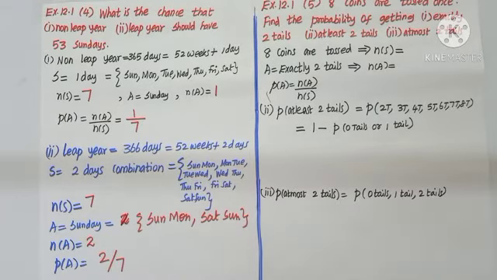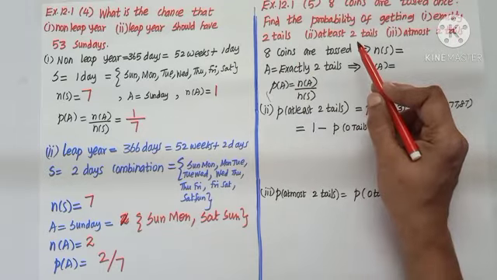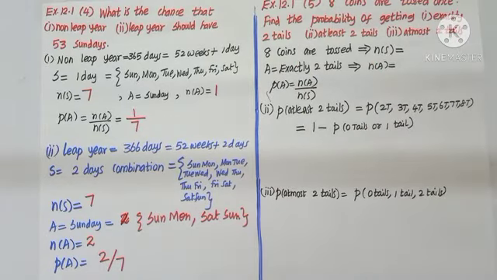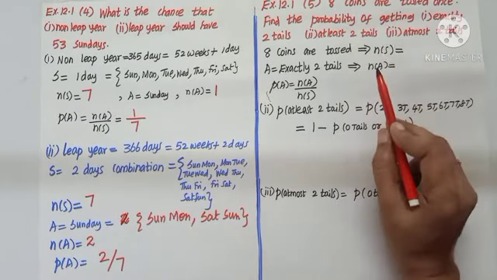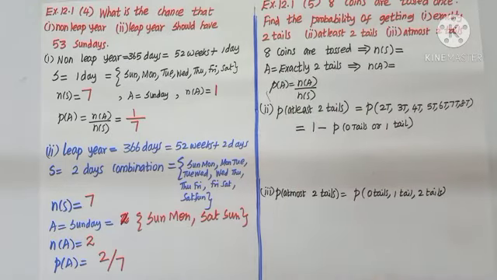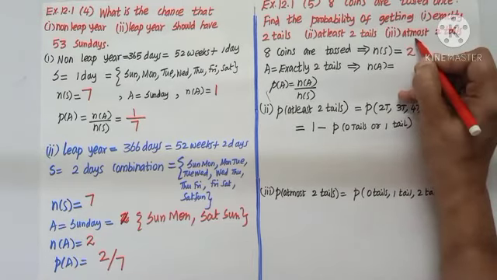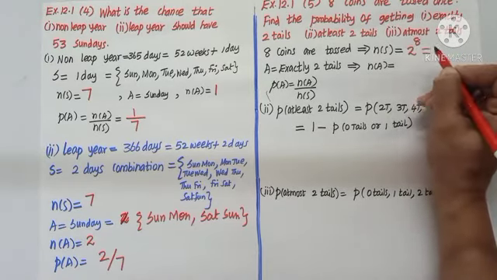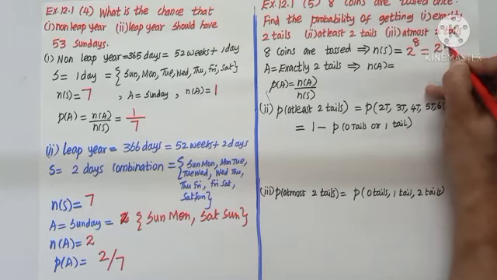Question number 5. 8 coins are tossed once. Find the probability of getting exactly 2 tails, at least 2 tails, at most 2 tails. How many coins are tossed? 8. Each coin has 2 faces, head and tail. So when I say 8 coins are tossed, what would be N of S? It will be 2 to the power 8. That is 2 into 2 into 2, up to 8 times I multiply. My answer is 256.